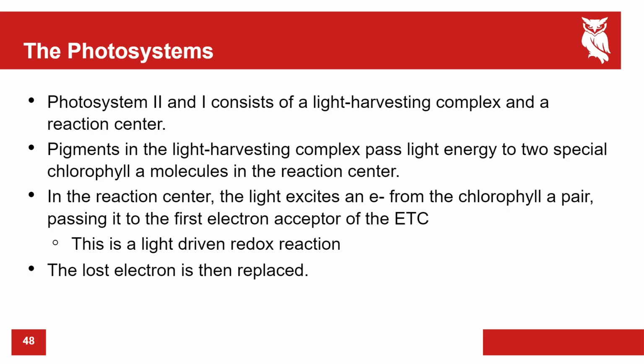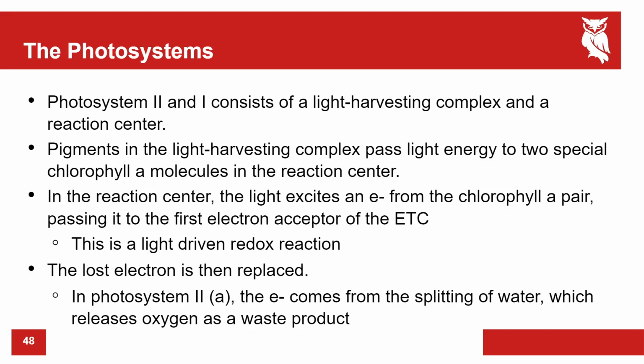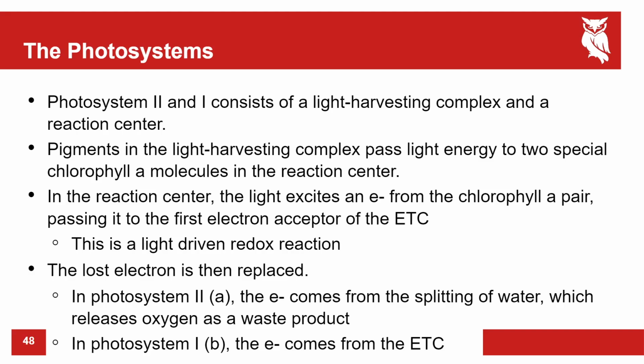Light drives a redox reaction. Redox is just reduction and oxidation. Reduction is gain of electrons, oxidation is loss. The lost electron is replaced through a process called photolysis. We split water into hydrogen ions, electrons, and oxygen. This is the process, photolysis, that makes oxygen in photosynthesis. In photosystem 1, the electrons come from the electron transport chain, basically the sequence that passes them along.